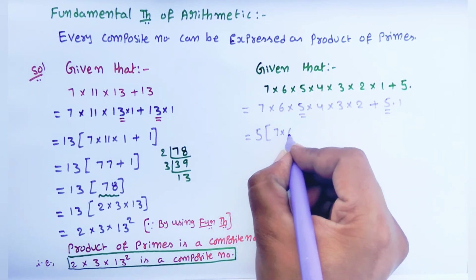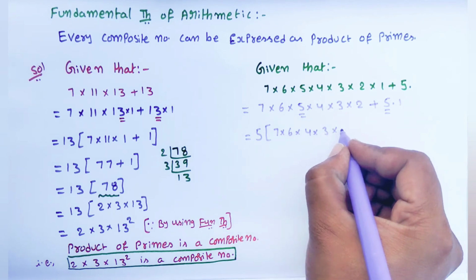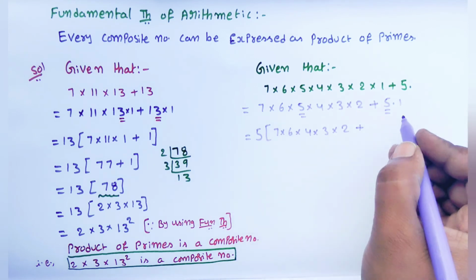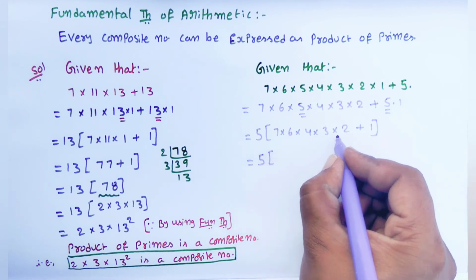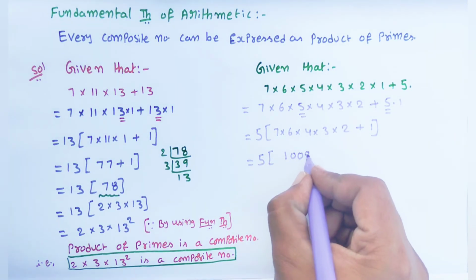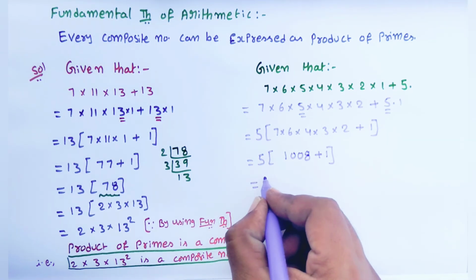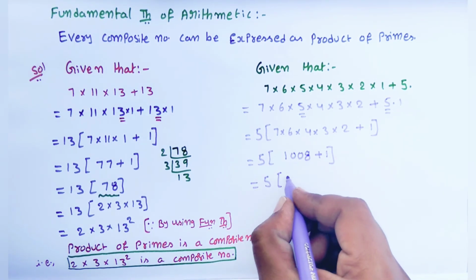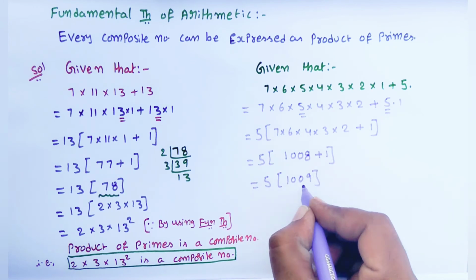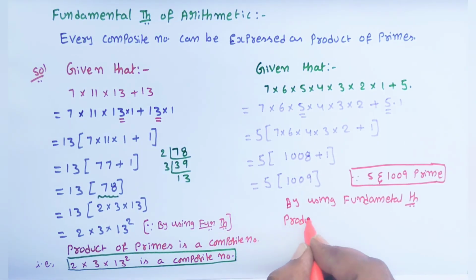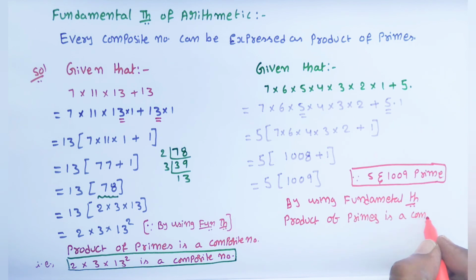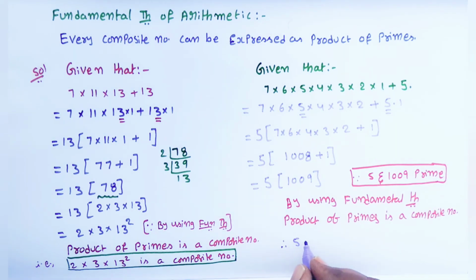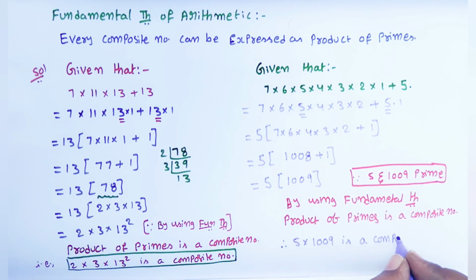The remaining term is 7 into 6 into 4 into 3 into 2, plus, taking 5 outside as common, the remaining number is 1. So 5 of 7 into 6 into 4 into 3 into 2, whose value is 1008, plus 1. So 5 of 1008 plus 1 is nothing but 1009. So clearly 1009 is a prime number, and 5 is also a prime number. 5 into 1009 are the primes. By using the fundamental theorem, a product of primes is a composite number. Hence 5 into 1009 is also a composite number.